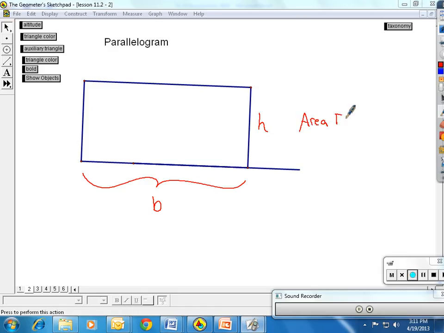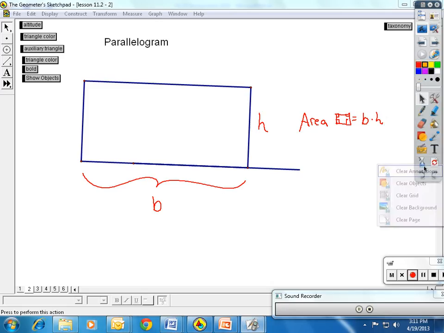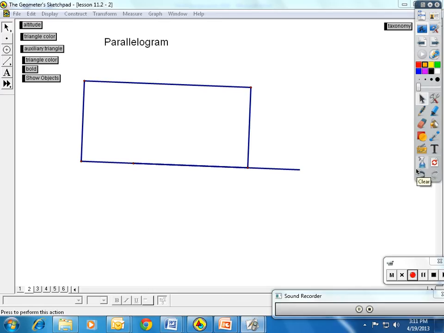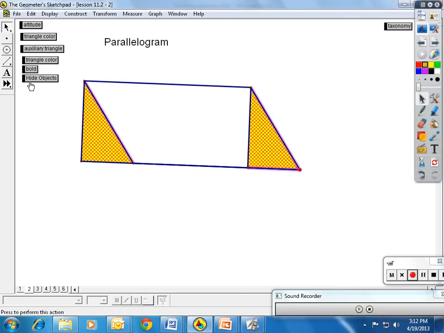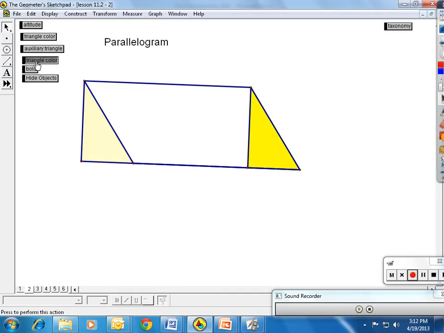So the area of the rectangle is equal to base times height. And every parallelogram, with a scissors, you can turn into a rectangle. So they are going to have the same formula for area. I'm going to erase that and step through these again so that you can see them a little bit more rapidly. So those are my triangles.